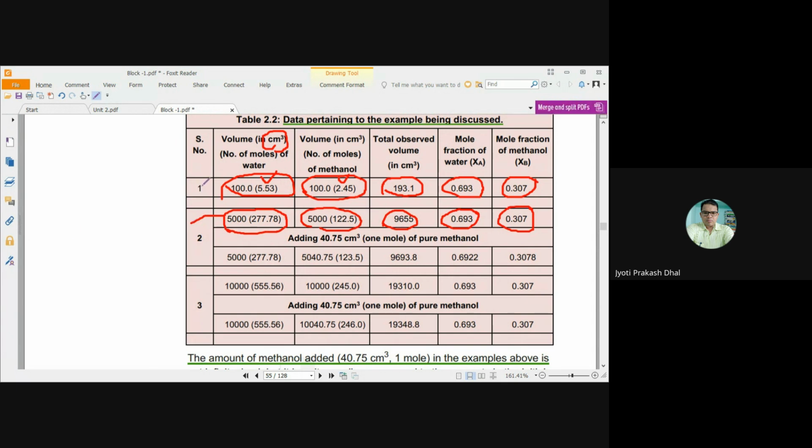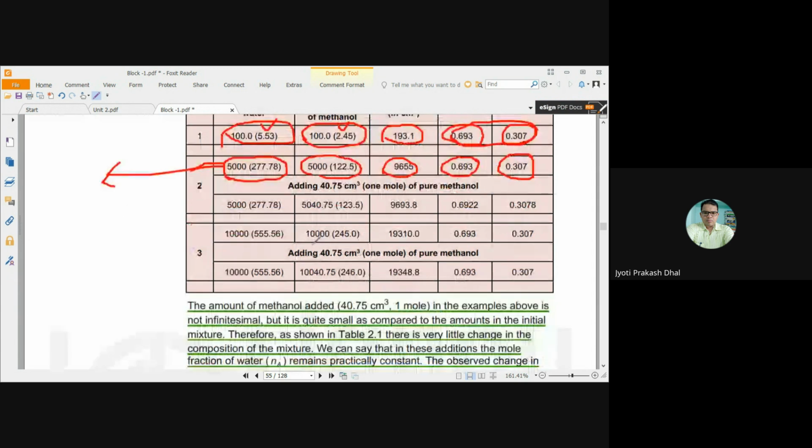That means if we take 100 ml of water plus 100 ml of methanol, the mole fraction of water and methanol will be similar to the solution where we take 5 liters of methanol plus 5 liters of water. The mole fraction will remain the same. Now, this is a large volume solution. To this solution, if we add 1 mole of extra pure methanol, so 1 mole of methanol is 40.75 ml.